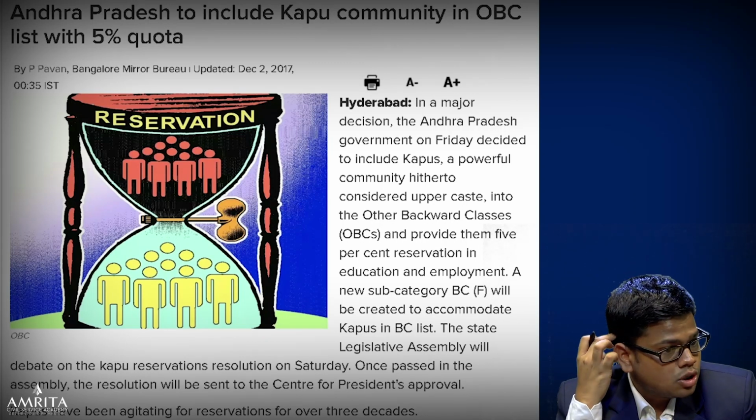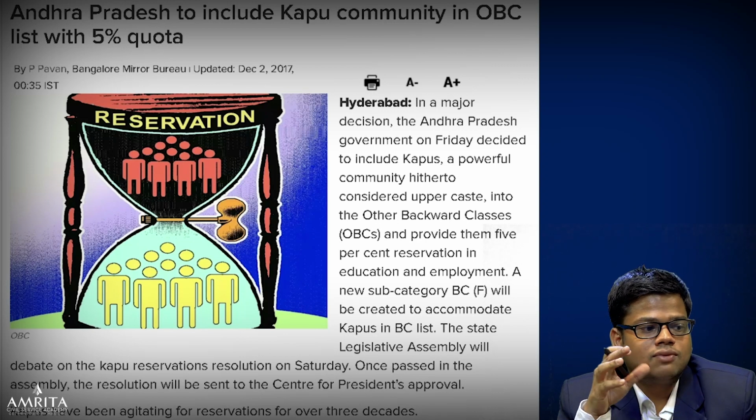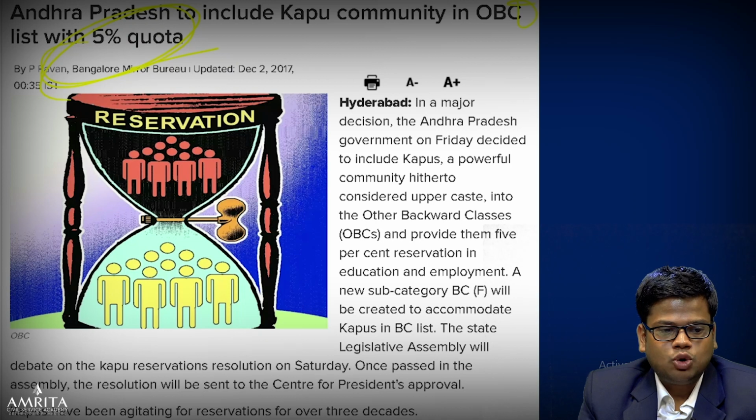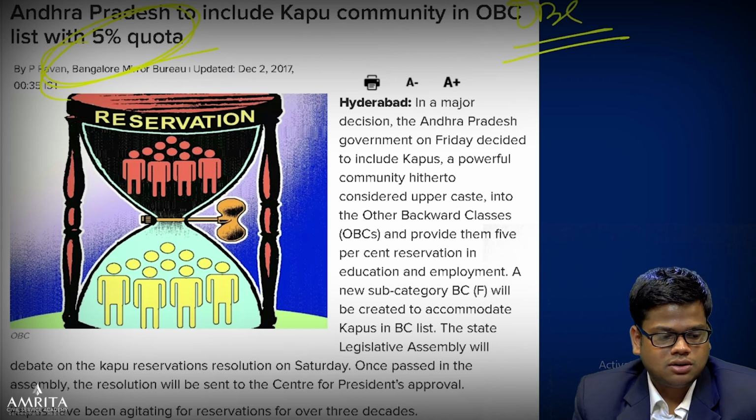So Andhra Pradesh to include the Kapu community in the OBC with the 5% quota, right? So if they are in OBC, they will get the advantage of the reservation, isn't it?